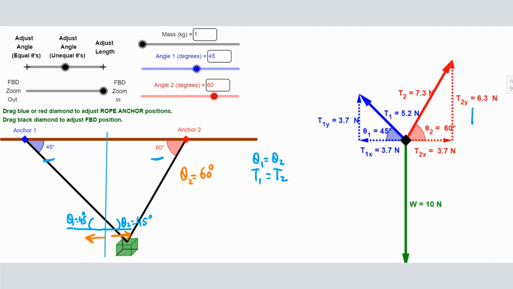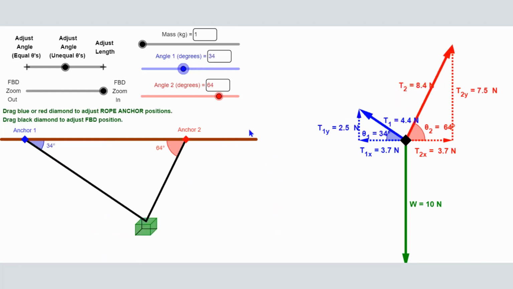So now we can write down here, if theta 2 is greater than theta 1, so now you can see this angle is greater than this angle, then you can also see that T2 is greater than T1. So we can write down here, T2 has to be greater than T1. Let's try to understand a little bit more about this one by changing the angle.